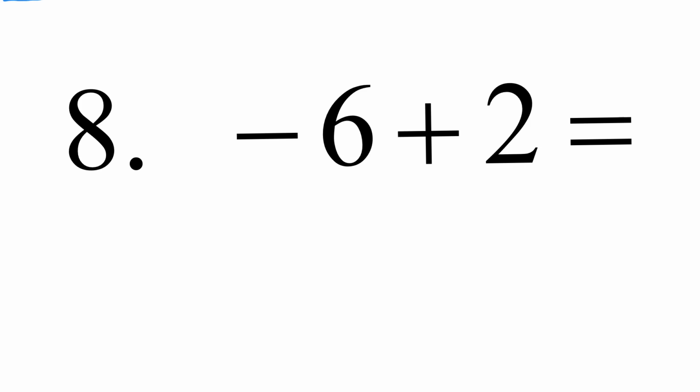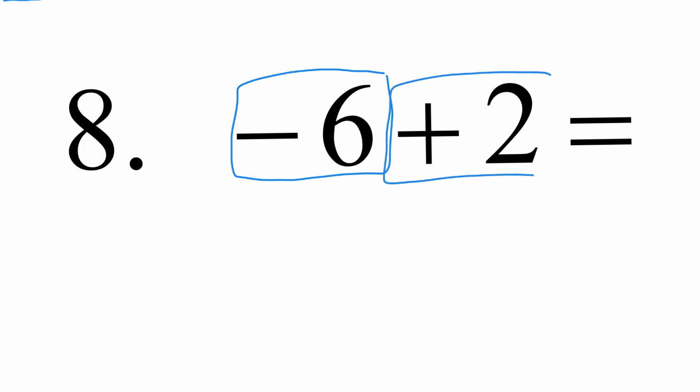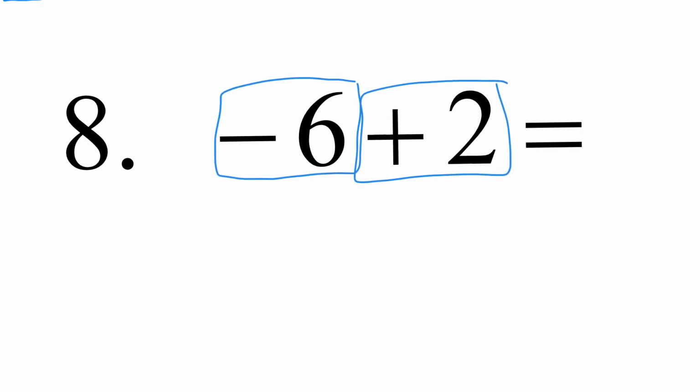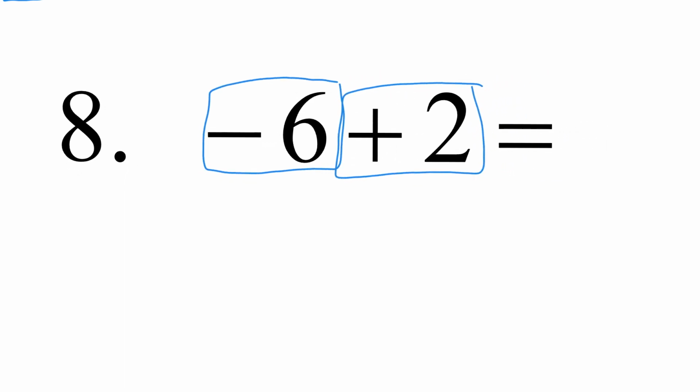This one here, we have a negative 6, so let me put a box around, and a positive 2. Let me put a box around that positive 2. Look at the signs, one negative, one positive. So that means that you guys are going to subtract. When you have different signs, subtract the numbers and keep the sign of the biggest number. So first, let's go ahead and subtract the numbers. 6 minus 2, that's going to be 4.